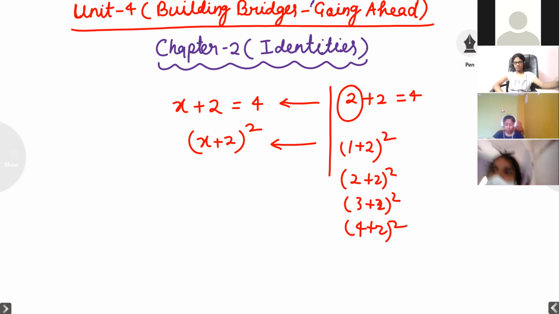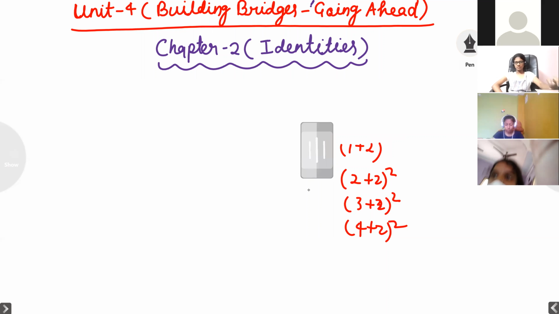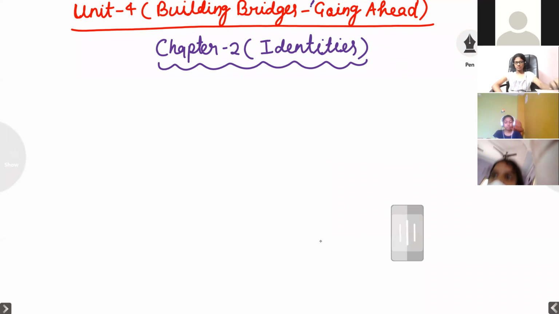I will give each and every concept, don't worry. How to identify this is equation? Wherever you are getting an equality sign, that is called equation. It means equation has an equal sign between two sides, right?